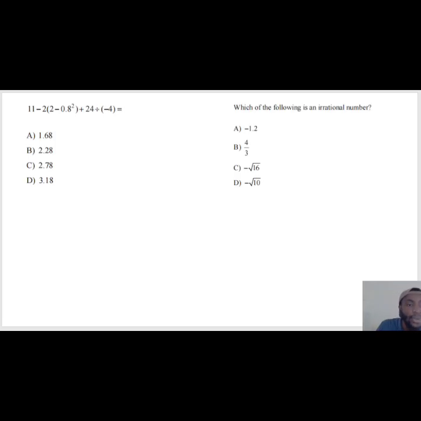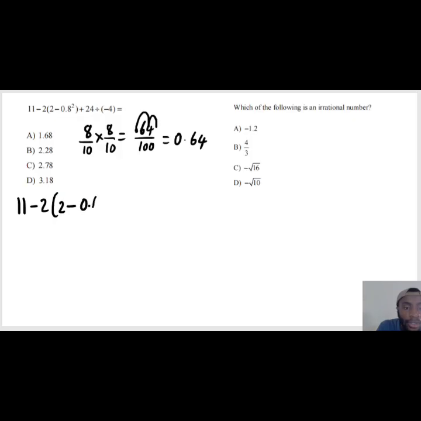Now let's simplify this one. So my answer is 11 minus 2 into bracket 2 minus 0.8 squared. That is 8 over 10 times 8 over 10, which is what? 64 over 100. And when something is over 100, it is in two decimal places. So we go 1, 2. Decimal point is there. So that's 0.64.